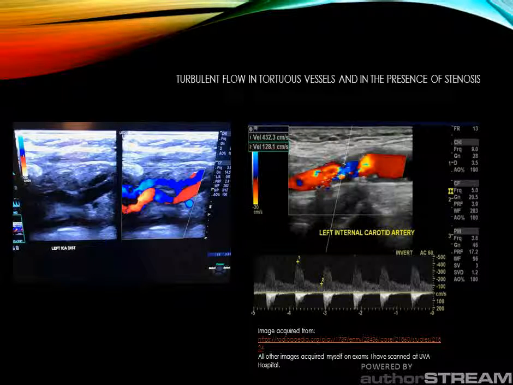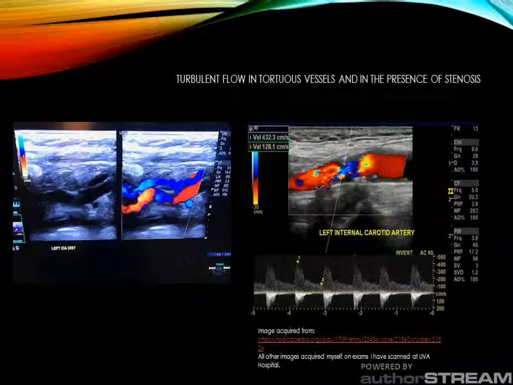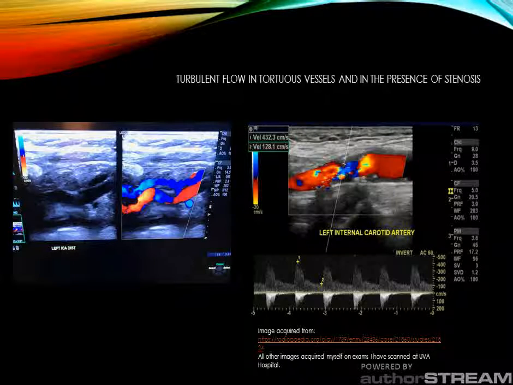When looking at the spectral Doppler, we notice velocities within the stenosis are over 400 centimeters per second. And this makes sense because, as we already discussed, the Reynolds number and velocity are directly related. This high velocity due to present stenosis is increasing turbulent flow patterns.